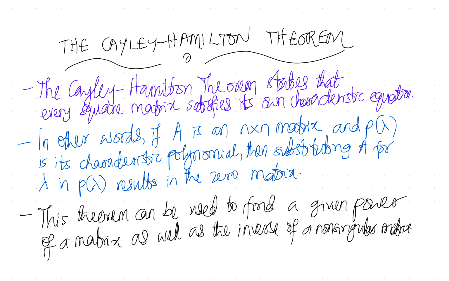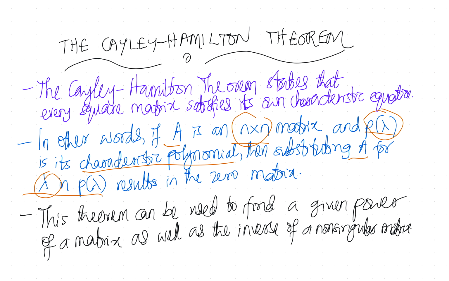In other words, if A is an n by n matrix, that's a square matrix for sure, and P of lambda is its characteristic polynomial. Of course, when you equate a polynomial to 0, it becomes an equation. So if A is an n by n matrix and P of lambda is its characteristic polynomial, then substituting A for lambda in P of A results in the 0 matrix. So there's a P of lambda, then you put A for lambda so that it becomes P of A, and that results in the 0 matrix.